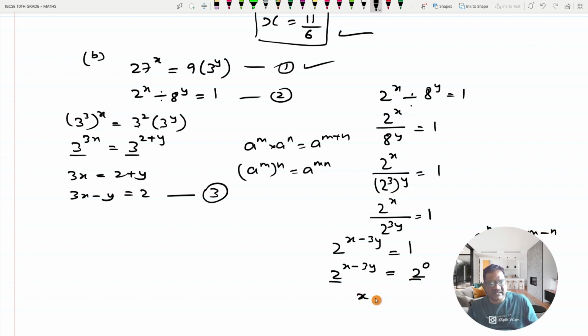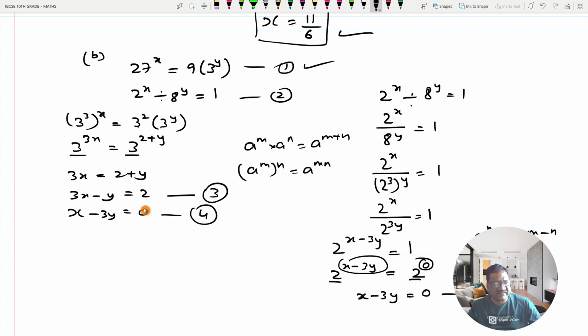So I can equate the powers and write x minus 3y equal to 0. This is equating the powers. Okay. So x minus 3y equal to 0. This is my equation number 4. So I get this x minus 3y equal to 0 as my equation number 4.